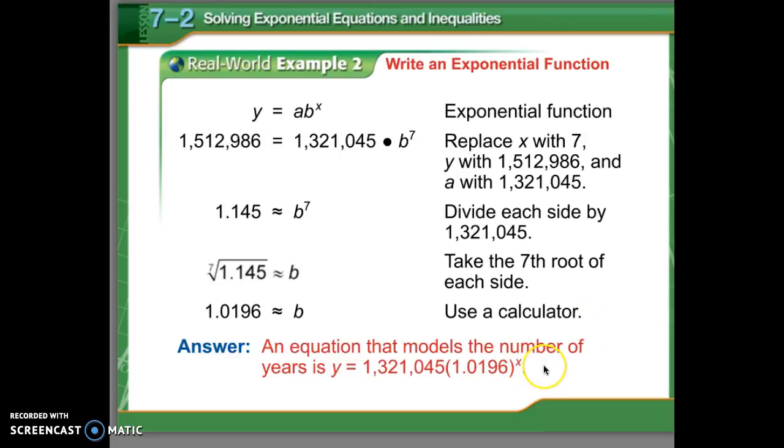So our final equation that models the number of people in the city of Phoenix after some number of years is y equals 1,321,045 times 1.0196 to the x power. And remember that x is the number of years since the year 2000.